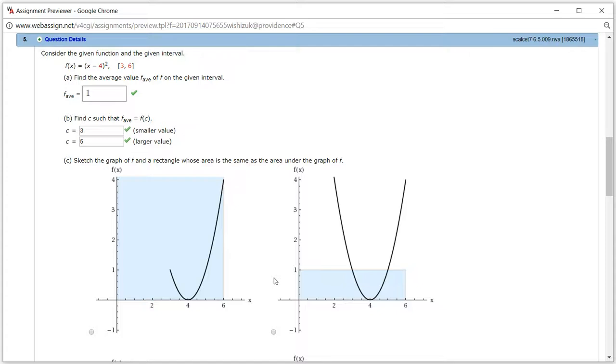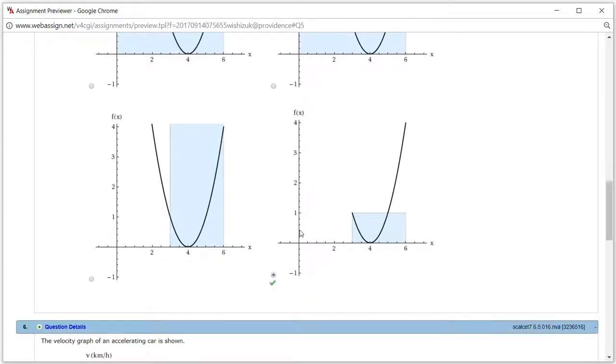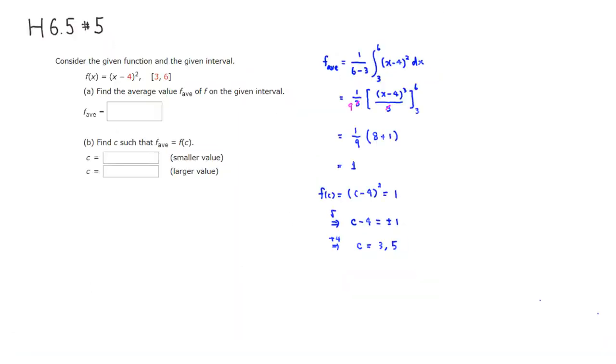It came back and looks like we got part B correctly and part C as well. That's it. I hope that this was clear.